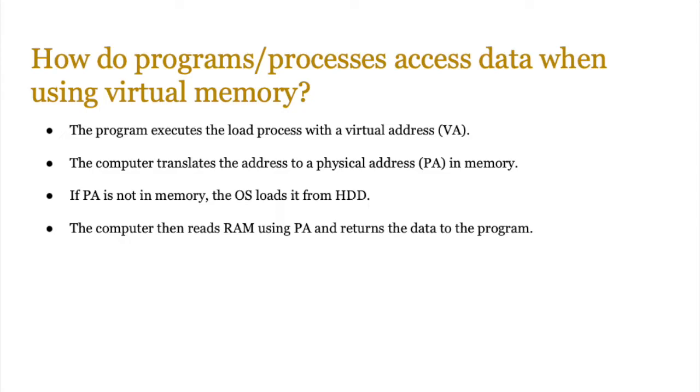So how do programs or processes access data when using virtual memory? Well, the process goes something like this. The program executes the load process with a virtual address. The computer translates this address to a physical address in RAM, and the operating system probably knows that these addresses are in the RAM and these are on the swap space, but the computer thinks everything is in this extended virtual memory or extended RAM.